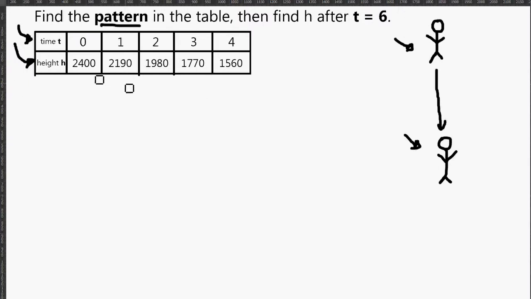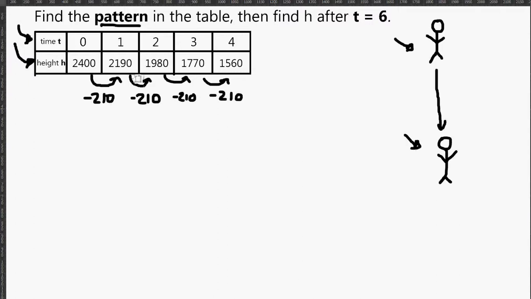So for example, between time 0 and time 1, you can see that the height decreased by 210. And then same thing for between 1 and 2, 2190 minus 1980 is 210. And then you can see the same thing happen between 2 and 3. It decreased by 210. And so you can kind of start to see a pattern. Every second, the height decreases by 210. So we found the pattern in the table.